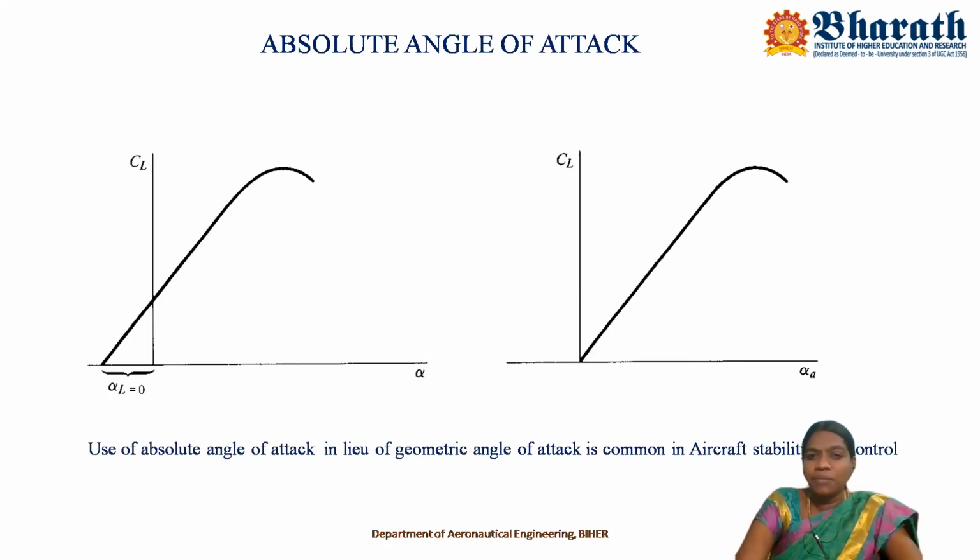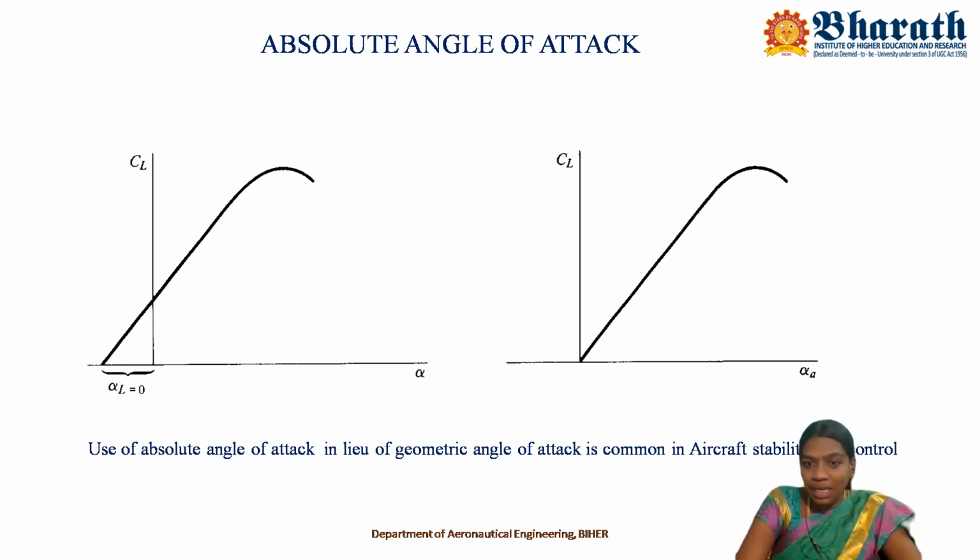If you are dealing with a symmetric airfoil, then there is no issue. The value of the zero lift angle of attack is actually 0 as far as a symmetric airfoil is concerned. But when we are dealing with a cambered airfoil, then the zero lift angle of attack comes into the picture. This value changes with respect to the camber of the airfoil. So for designers, it was inconvenient to consider the different cambers. That is the reason why they incorporated the absolute angle of attack into account.